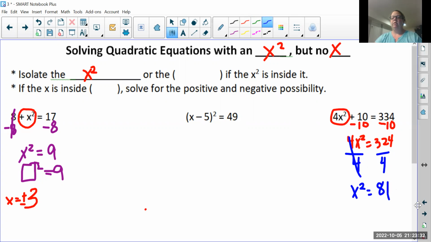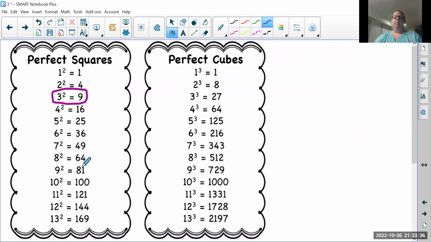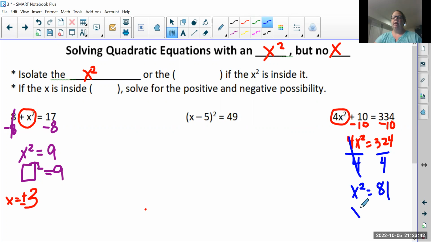If I don't know this off the top of my head, I go back to that colored paper. Right here is 81. It says it's 9 squared. So that tells me my answer is 9, because when I square 9, I'm going to get 81. And like I said before, we learned that -9 will work too, because -9 times a -9 is a positive 81. So we'd write x equals positive and negative 9. So that's it for section 1.